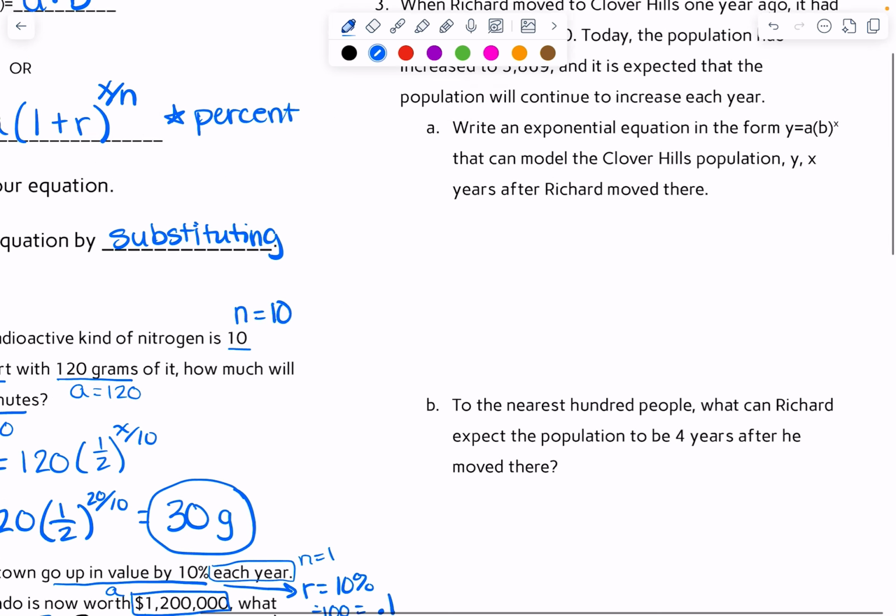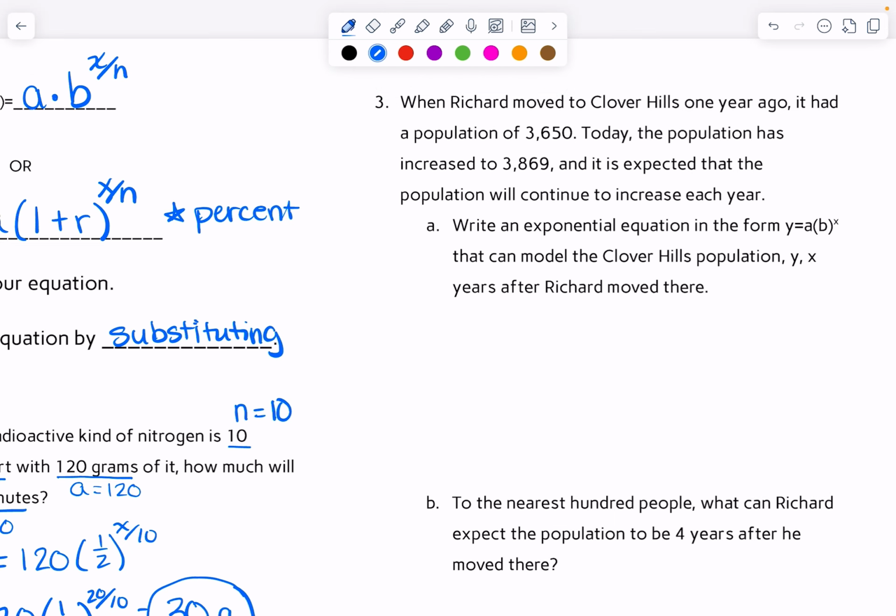Let's look at one more example, and this example is going to have a little bit more work involved, but I still want us to go through. We will have enough information to still solve this problem. When Richard moved to Clover Hills 1 year ago, it had a population of 3,650. Today, the population has increased to 3,869. And it is expected that the population will continue to increase each year. Write an exponential equation in the form y equals a times b to the x that can model the Clover Hills population y, x years after Richard moved there.